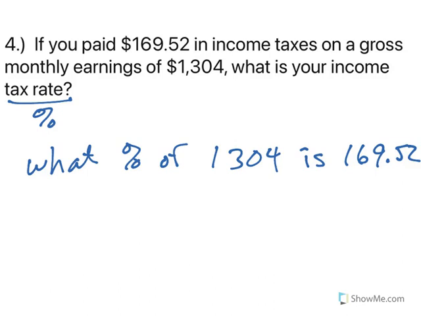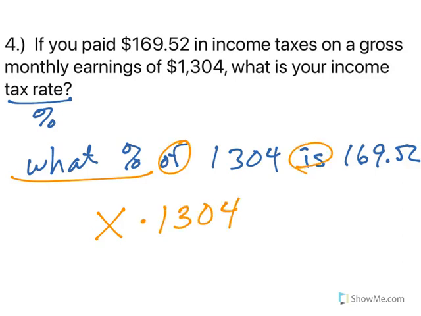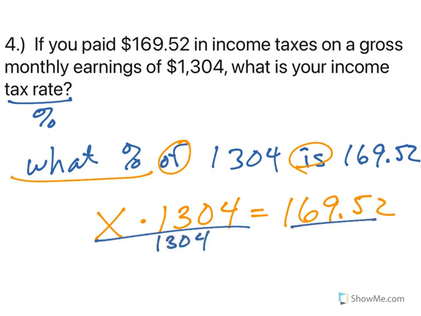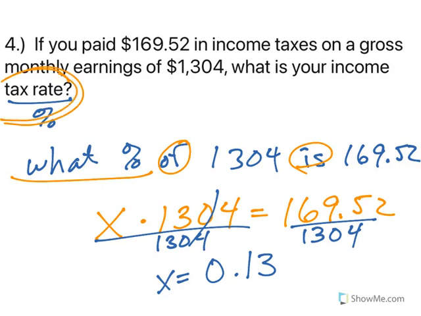Okay, so let's look at this. What percent? I don't know. Of means to multiply. 1304 is means equals 169.52. Now, if I divide both sides by 1,304, I end up with 0.13. But remember, tax rates are percentages. So 0.13 as a percent would be 13%, and that would be your tax rate.